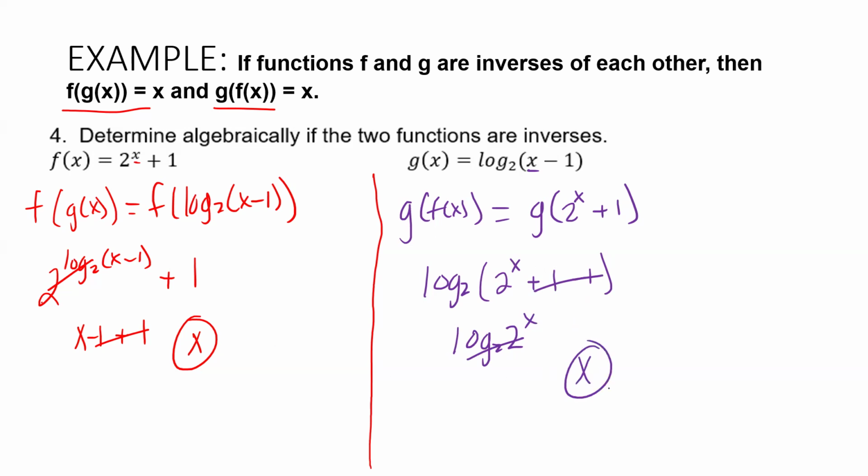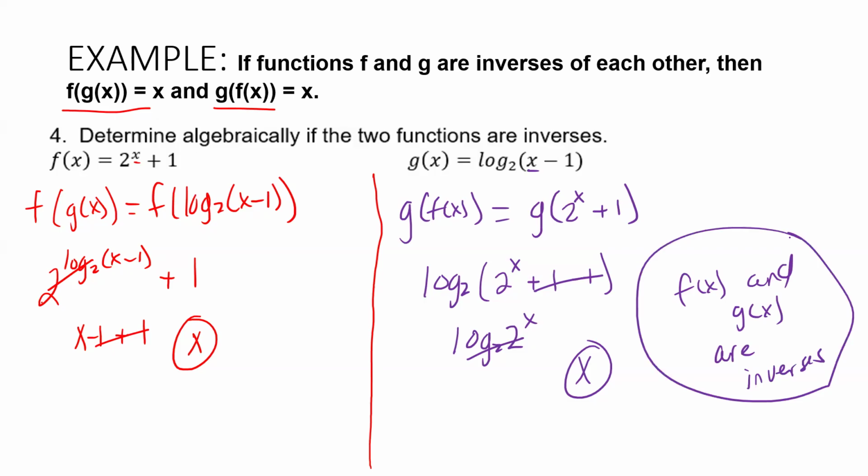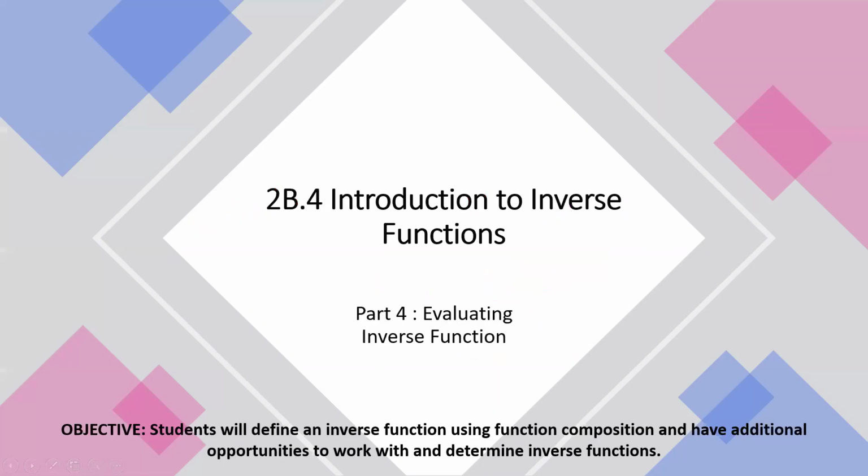Because we have x on both sides, we can then say that f of x and g of x are inverses. Ta-da! All right, and that is the end.